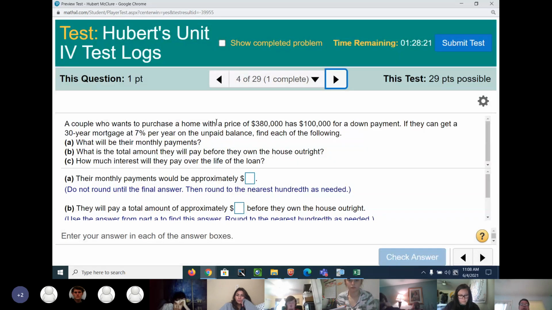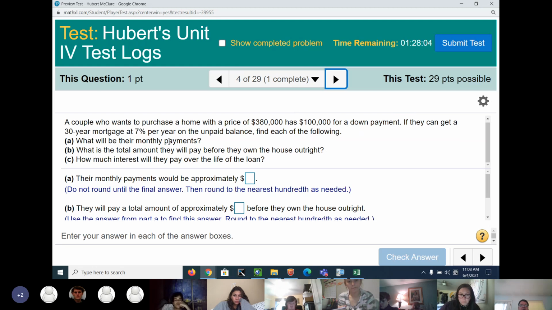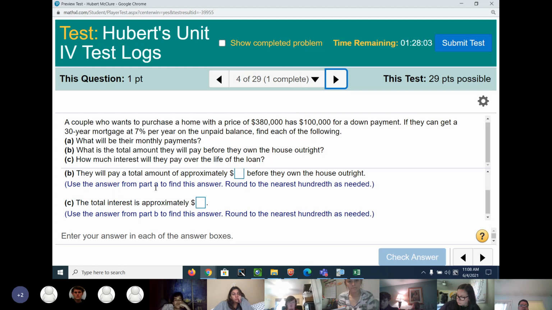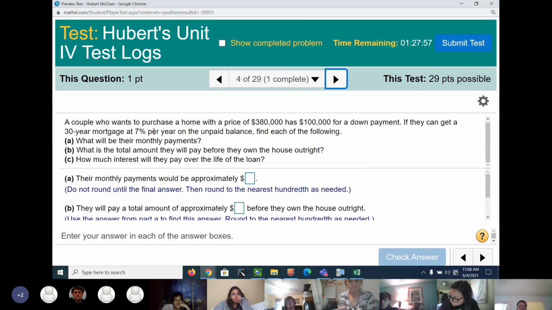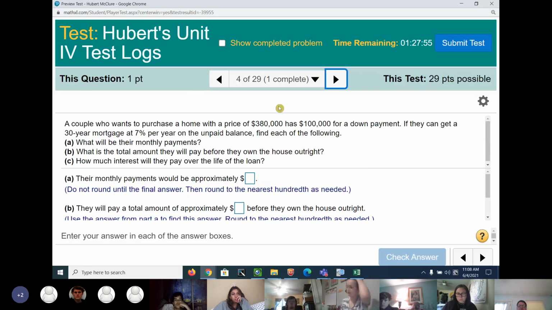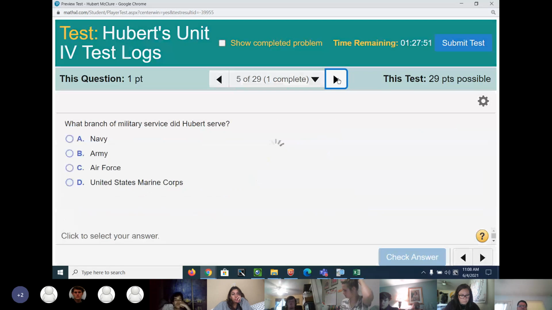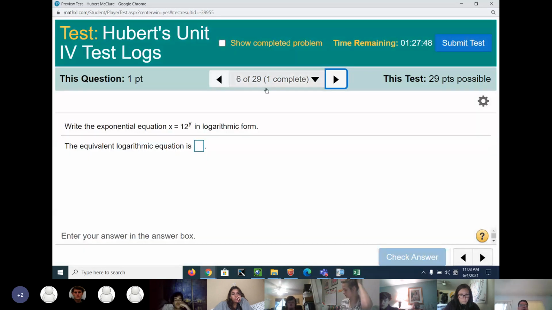Okay, a couple wants to purchase a home with a price of $380, has $100,000 debt. If they can get a 30-year mortgage at 7%, find each. What will be their monthly payments? We haven't done one like this. I'll take that one off. Why is that question in here? We'll take that one off. That's a 103 test question. All right, try this one.